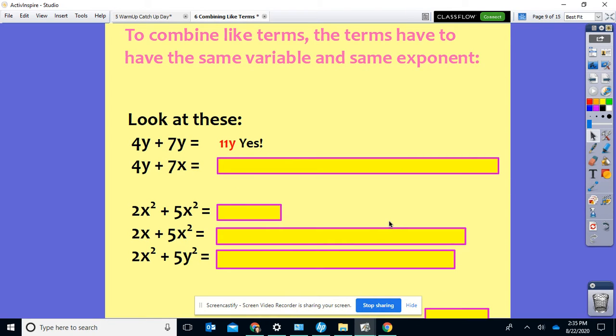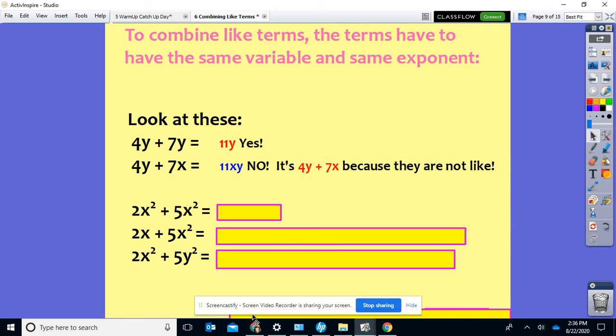Look at the second one. Can you combine 4y and 7x? No. You cannot just put everything together and say it's 11xy. Nope, you can't do that because you just leave it like it is. It's just 4y plus 7x. That is not correct. Okay, you cannot just put those letters together.